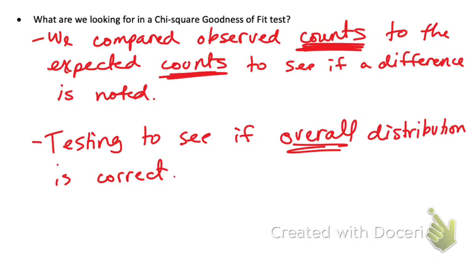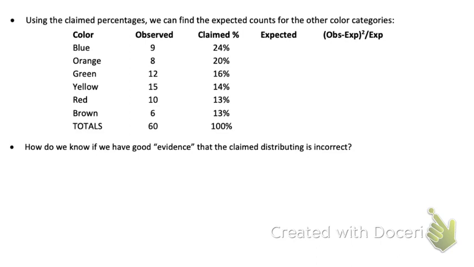All right, so let's do some calculations here. So here is our claimed distribution, right? We took a sample of size 60. These are our observed values. We took a sample of size 60 M&Ms. We got 9 blues, 8 oranges, 12 green, 15 yellow, 10 red, and 6 brown. So a total of 60 M&Ms.